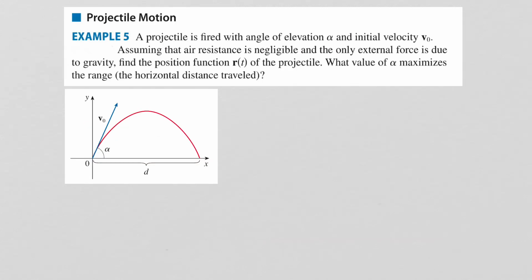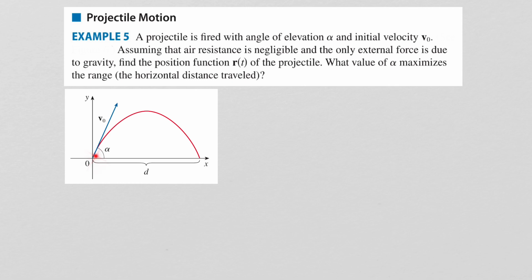Next, we have projectile motion. Suppose a projectile is fired with an angle of elevation alpha and an initial velocity v0. Assuming that air resistance is negligible and the only external force is due to gravity, find the position function r of t of the projectile. What value of alpha maximizes the range?